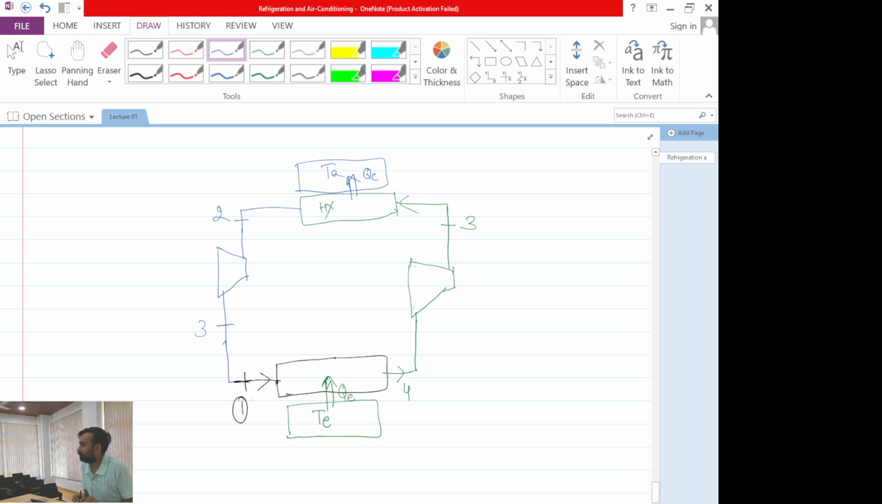Okay, what is happening here now? I have a mixture of liquid plus vapor initially which has low quality, and now its quality is increasing. So it means that evaporation of liquid to vapor is taking place.